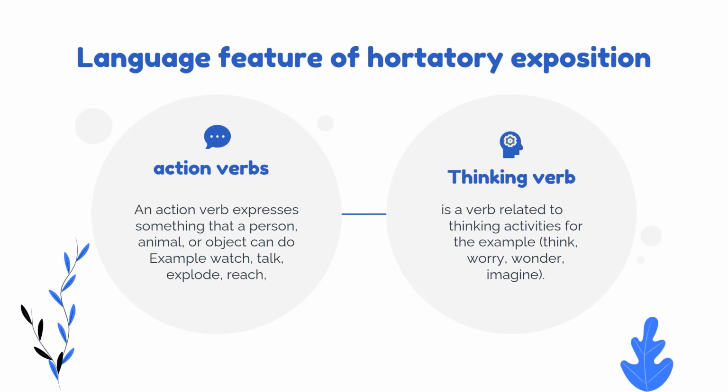For the next, when you write the text hortatory exposition we can use action verb and thinking verb. What is action verb? An action verb expresses something that a person, animal, or object can do. For the example watch, talk, explode, reach. A thinking verb is a verb related to thinking activities, and for the example they are think, worry, wonder, imagine.